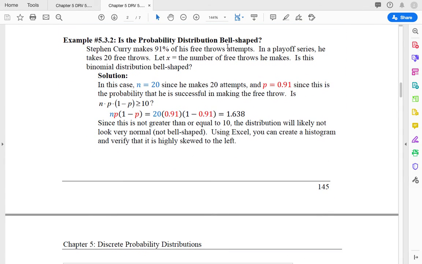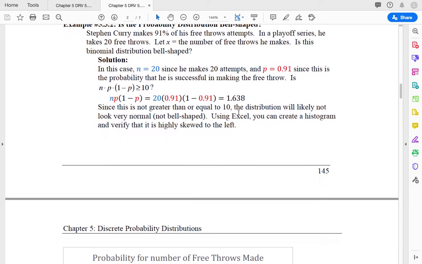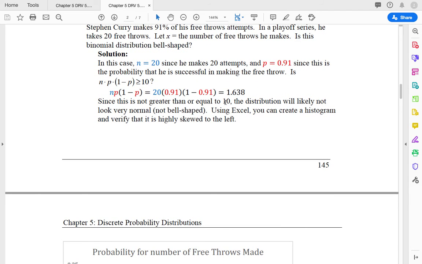Okay, so let's look at this situation of Steph Curry taking 20 free throws, and let's find out if this histogram, if we look at it for the binomial probability distribution, is going to be bell-shaped. All right, we know n was 20, and the probability he makes a shot was 0.91. If we plug them into the formula, n times p times 1 minus p, that would be 20 times 0.91 times 1 minus 0.91, and then we multiplied that out. We actually did that a few minutes ago. We got 1.638. Okay, now that is not bigger than 10, so this distribution will likely not look very bell-shaped.